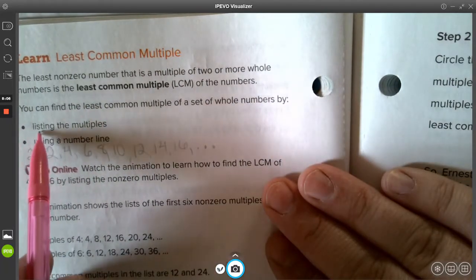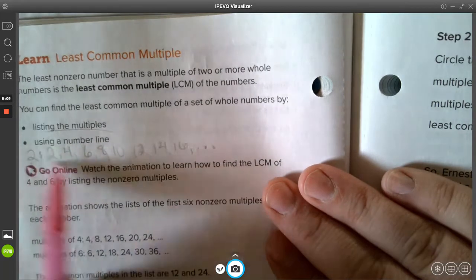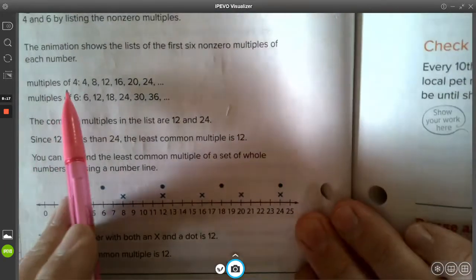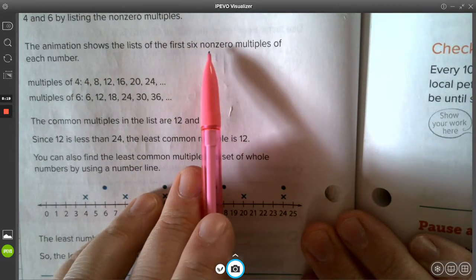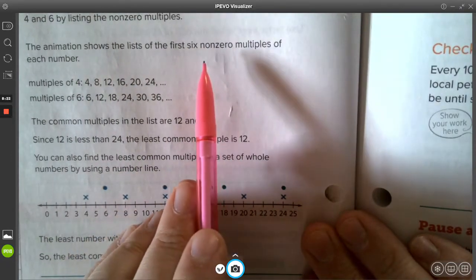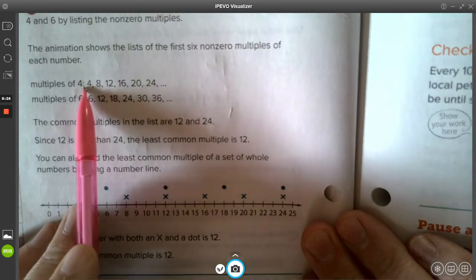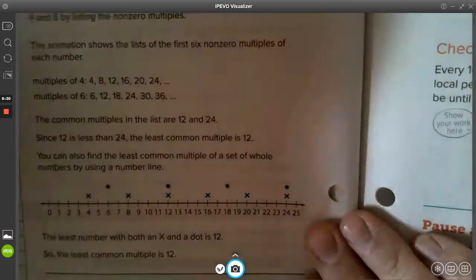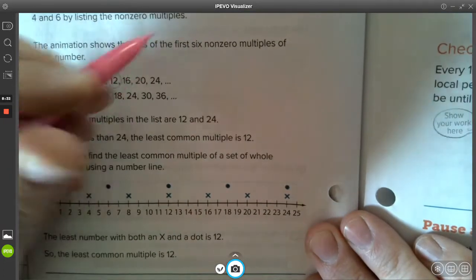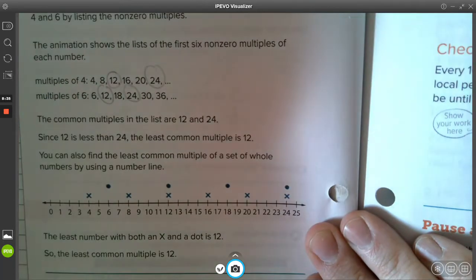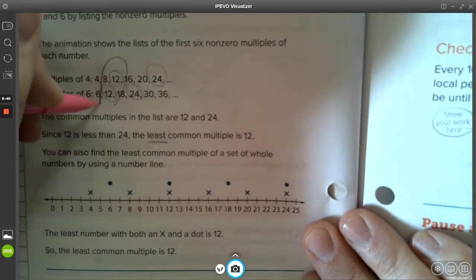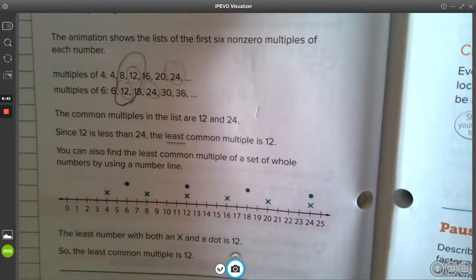There are 2 different ways to do this. One is listing the multiples, like that, or using a number line. You could create a number line to show this. Now, if we are listing the numbers here, we're going to just list the first 6 non-zero multiples of each number. Multiples of 4, here we go. Multiples of 6, there we go. So the common multiples in this list would be 12 and 24. Now, because we're finding the least common multiple, in this case it would be 12.